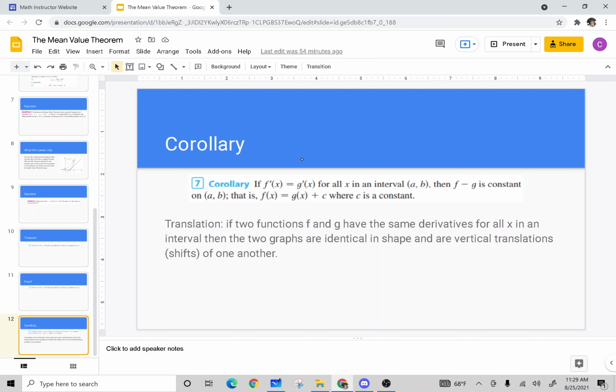And then there's a corollary. If f prime of x is equal to g prime of x, so two different functions that have the same derivatives over the interval, then f minus g is constant on (a, b). That is, f of x is equal to g of x plus c, where c is a constant. And so another translation is if two functions f and g have the same derivatives for all x in an interval, then the two graphs are identical in shape and are vertical translations of one another.